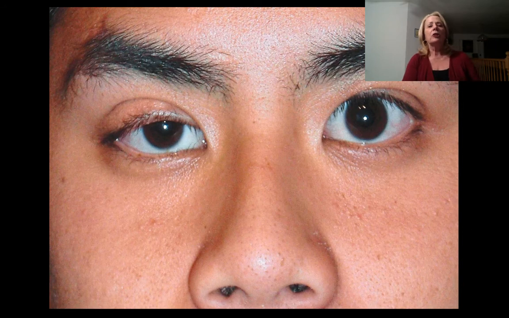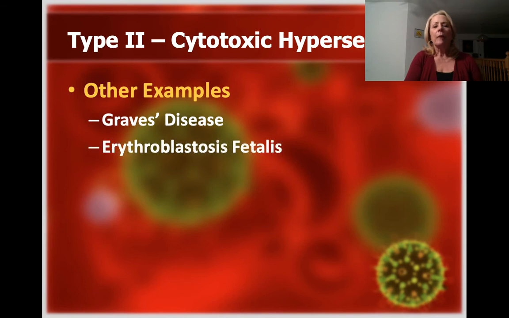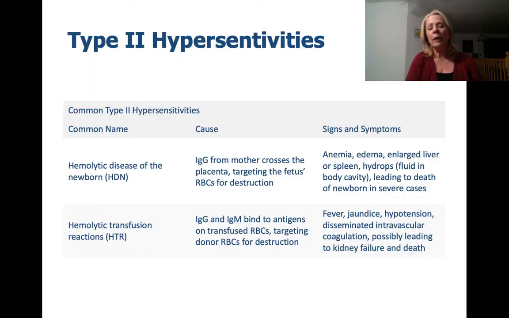And this is just a picture showing you some of the effects of myasthenia gravis. So you can see the normal eyelid here. This is an eyelid that is more flaccid and drooping. So we talked about Graves' disease. Another one is Erythroblastosis Fetalis, and then we also have hemolytic transfusion reactions. Okay, so this talks a little bit more about that. You can look at that.